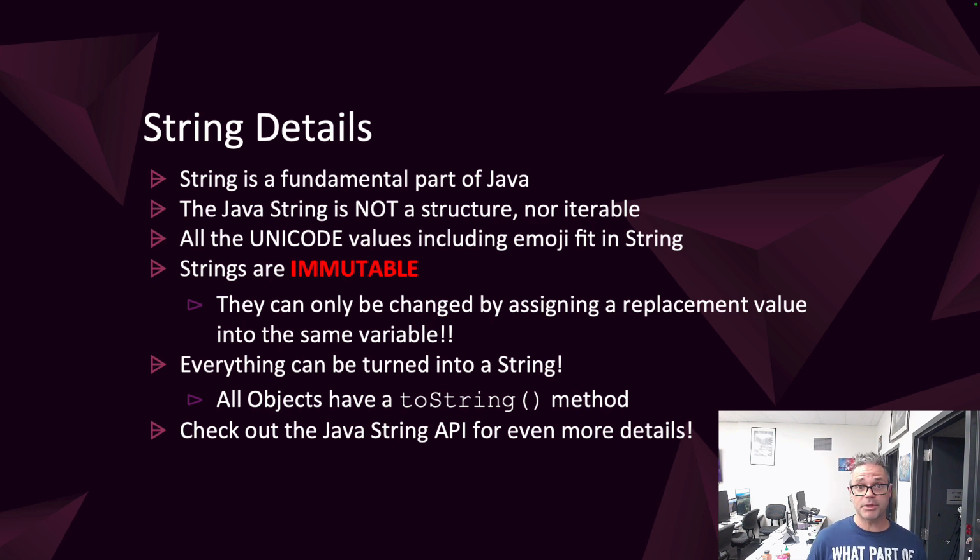In Java, everything can be turned into a string. Every object has a toString method, and you can concatenate any value onto a string, whether it's a primitive or object, automatically. If it's a primitive, it just appends the value to the string, and if it's an object, it just appends the toString method call result to that string. And if you want to find out even more about strings, take a look at the Java String API because it has all the details you could possibly ever want to know about string and more.